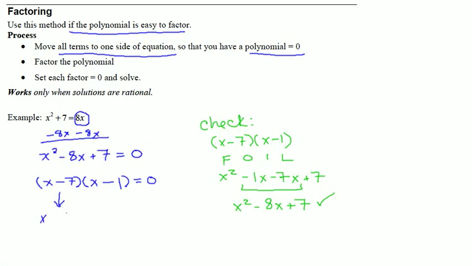equal to 0. So x minus 7 equals 0, and x minus 1 equals 0. And then solve each of these equations, in the first case by adding 7 to both sides, to get x equals 7, and in the second case by adding 1 to both sides, to get x equals 1.